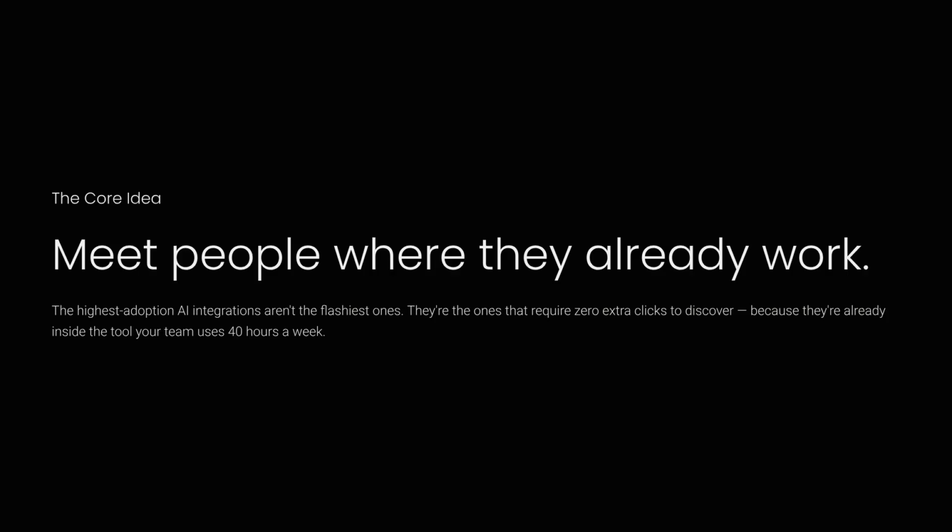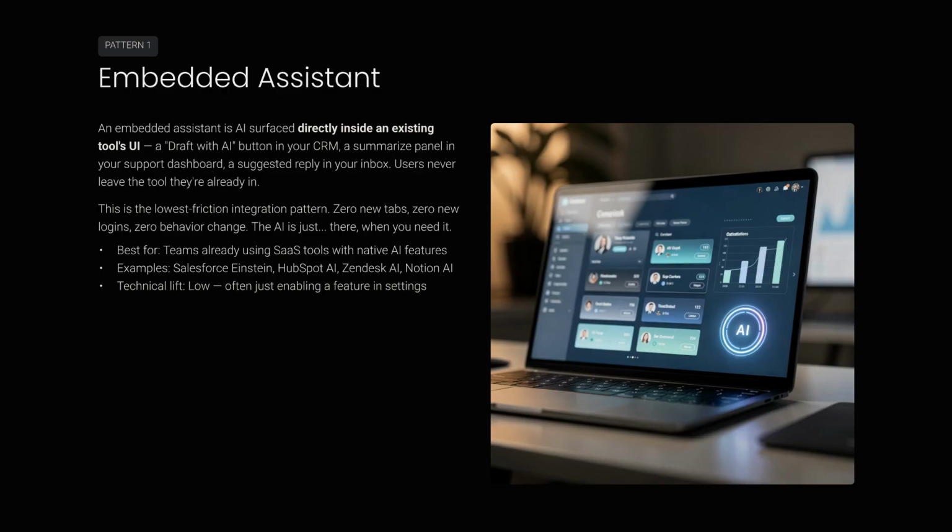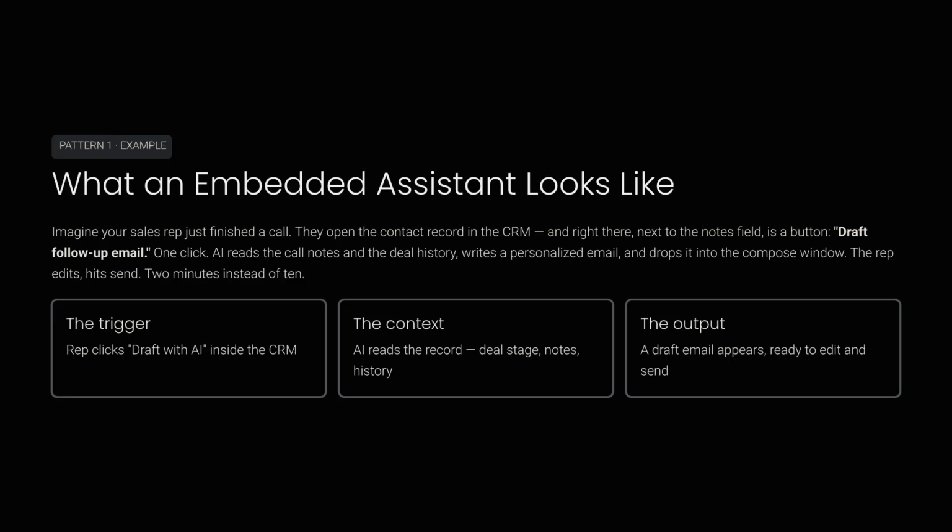The most successful integrations require zero extra steps because they exist within the tools already in use. We've identified 4 primary integration patterns, ranging from simple UI additions to complex orchestration layers, to help you find the right fit for your needs. The first pattern is the embedded assistant. This involves surfacing AI directly within an existing tool's interface to provide immediate assistance without leaving the application. For example, a sales rep might click a button within their CRM to draft a follow-up email. The AI processes the context and provides a starting draft instantly.